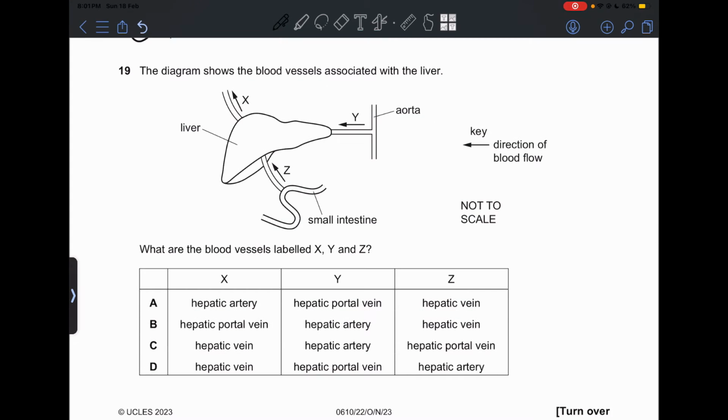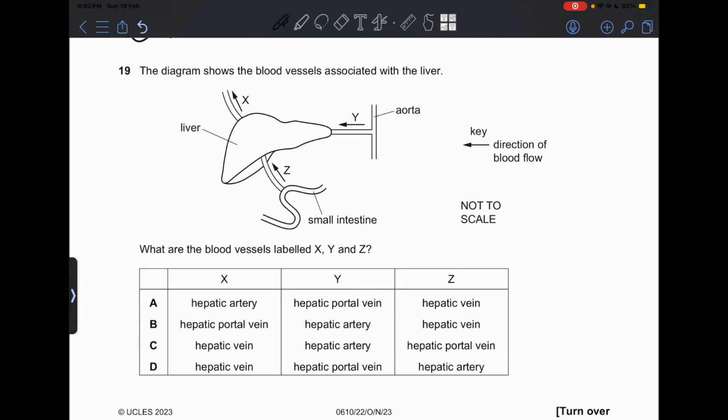19. The diagram shows the blood vessels associated with the liver. What are the blood vessels labeled X, Y, and Z? So X is coming out of the liver. So this is actually going to be hepatic vein, because it is carrying blood away from the liver. So this is filtered blood as well from the liver.